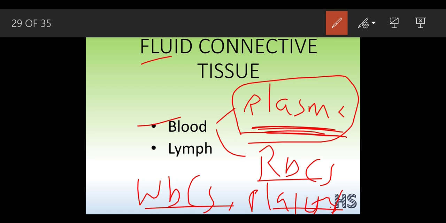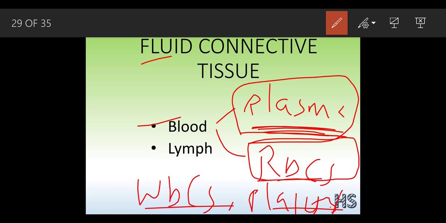But whenever we get a cut, why does the red color ooze out of our body? Well, the reason behind that is the presence of these RBCs, because the word RBC means red blood cells. These red blood cells give their color to this plasma. So that is why inside our body there is a texture reddish in color, because of these RBCs.